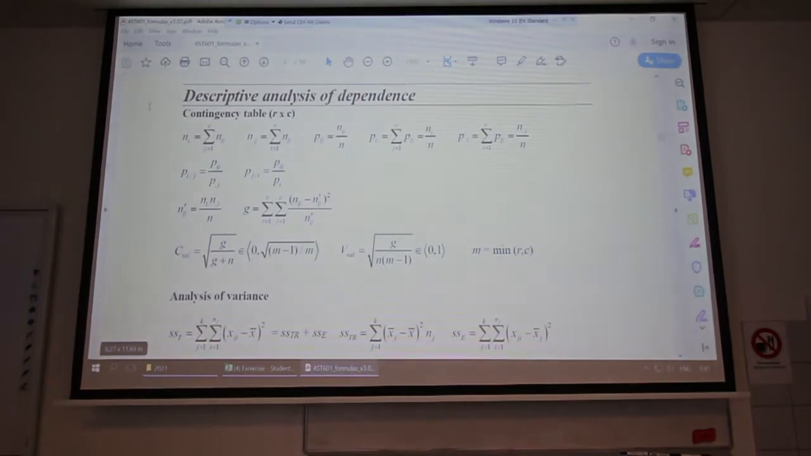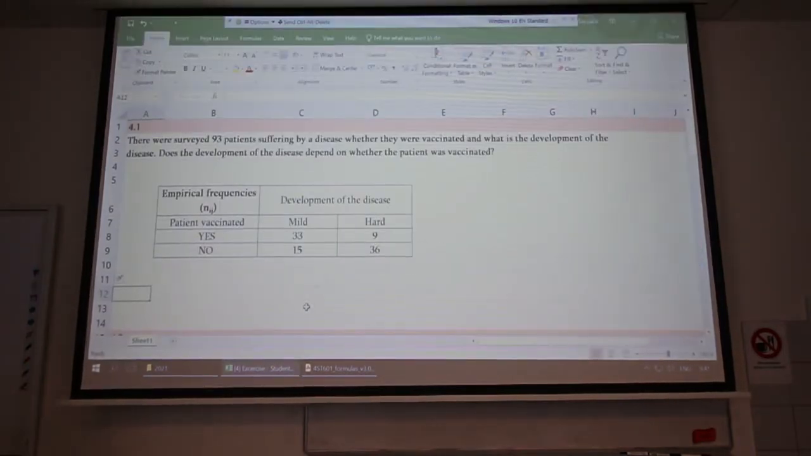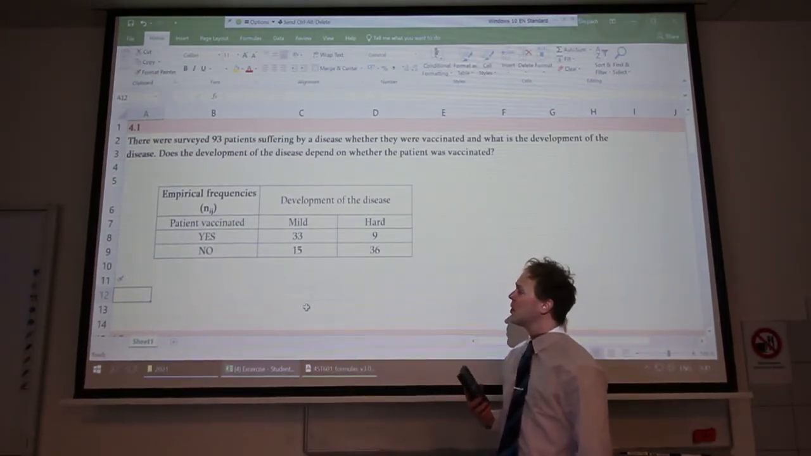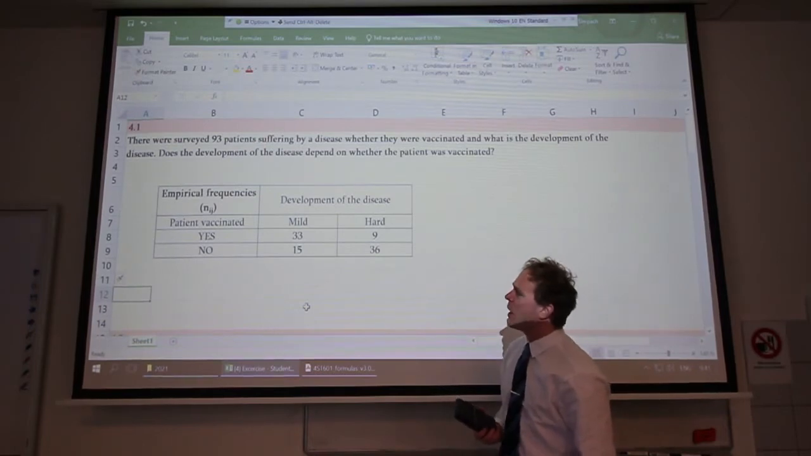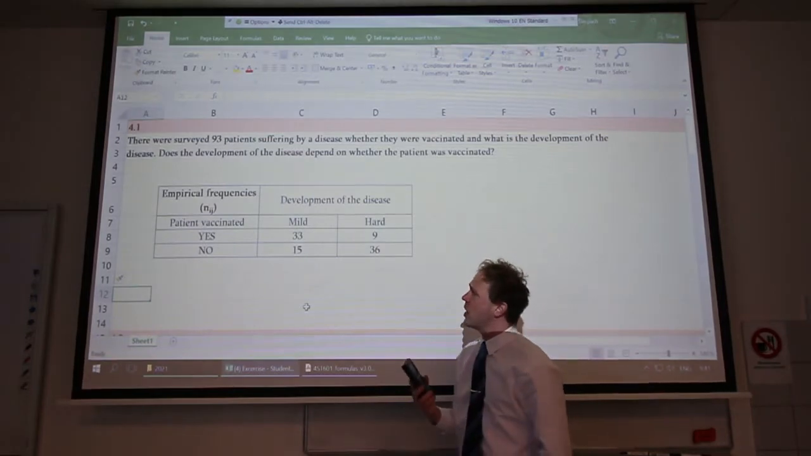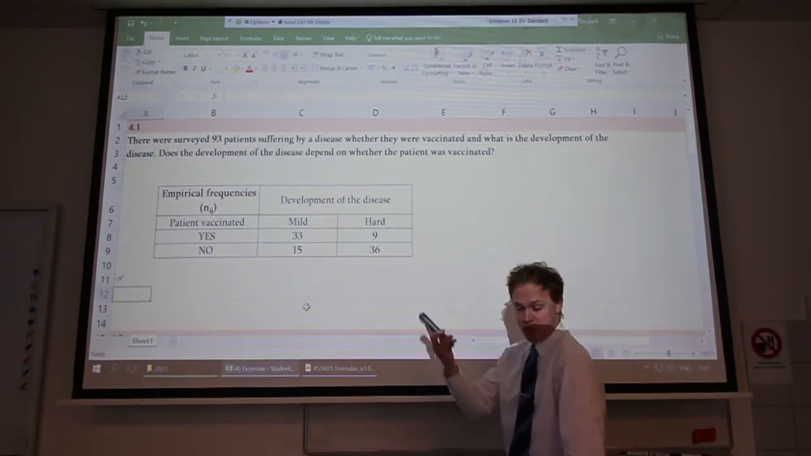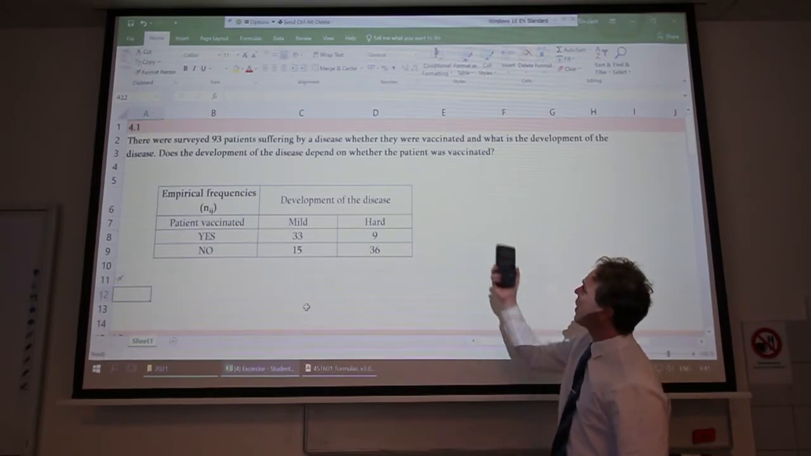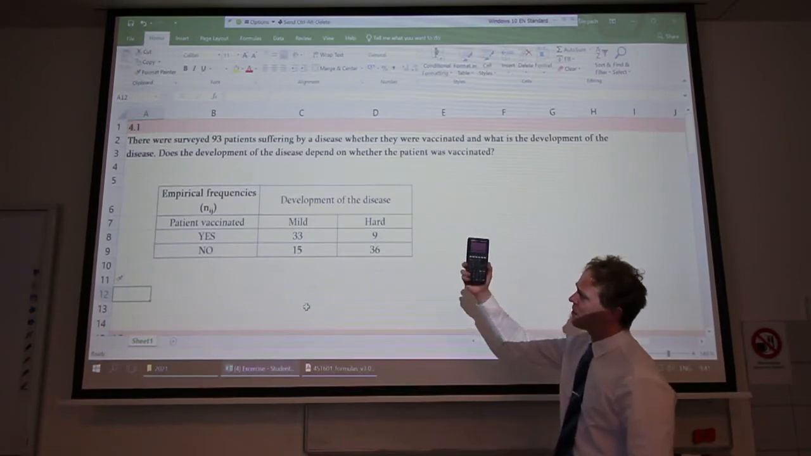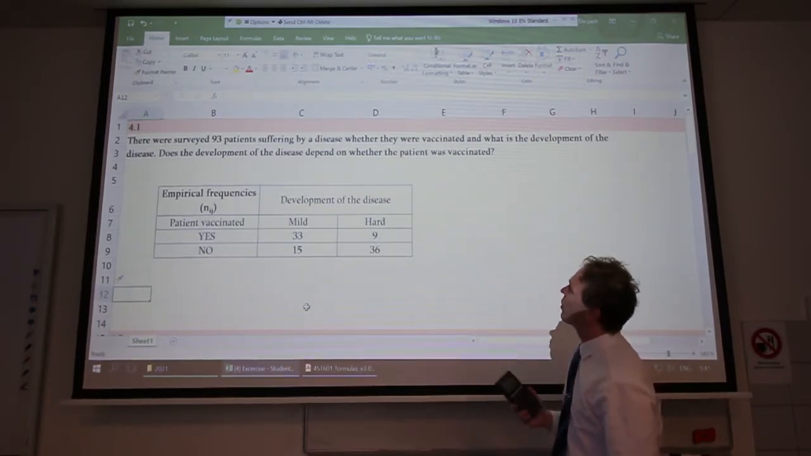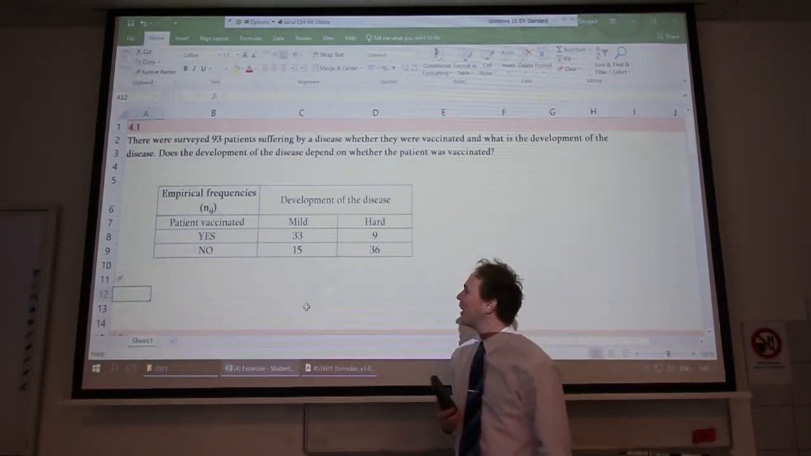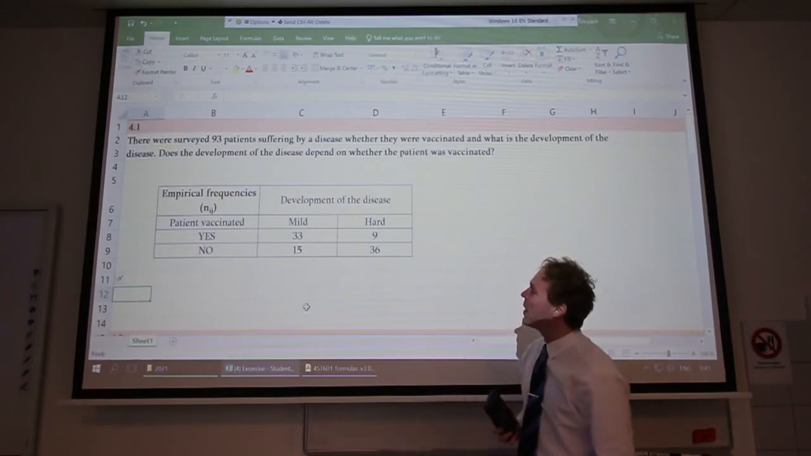I have prepared this example here. You can see that it's a sorted statistical table with empirical frequencies, and it says there were 93 patients surveyed suffering from a disease: whether they were vaccinated and what is the development of the disease. And there is a question: does the development of the disease depend on whether the patient was vaccinated? This is a current topic right now in these times.